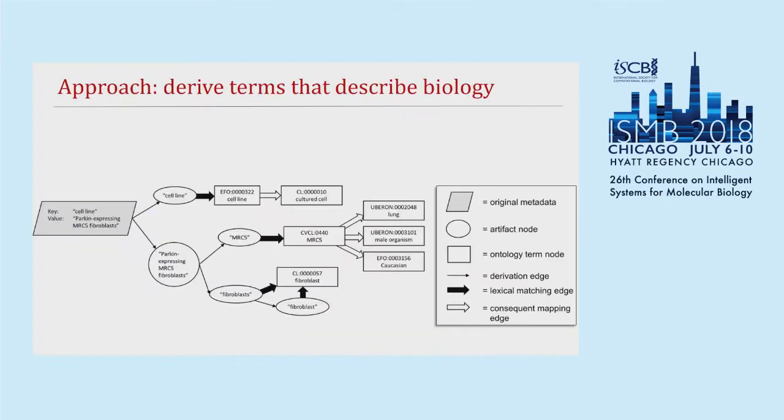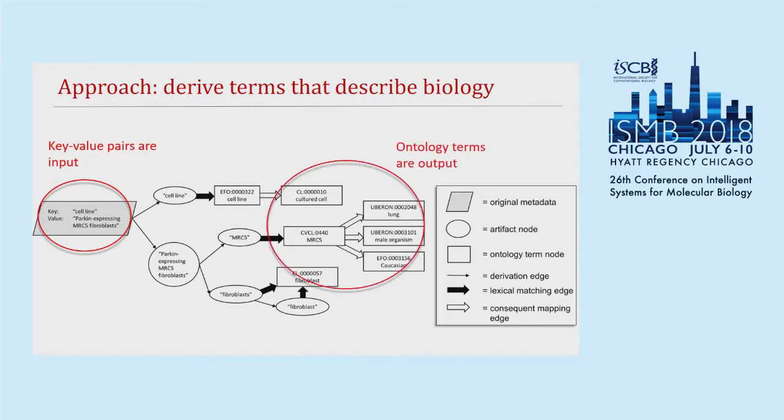So we approach this task as an inference task where we're trying to extract terms that describe the underlying biology of the sample. And we use named entity recognition towards this end, but we're really trying to go beyond just named entity recognition. And the solution that we have come up with uses this graph data structure where different nodes in this graph represent different things. So the node on the left-hand side, this parallelogram node, represents the input, the key-value pairs, and rectangular nodes on the right-hand side represent ontology terms that we output, and then a path from the input to the output represents a derivation.